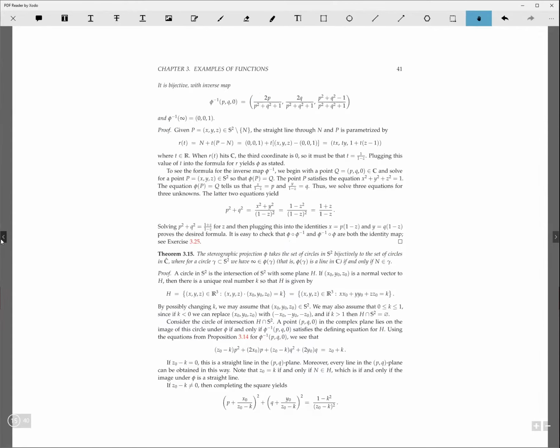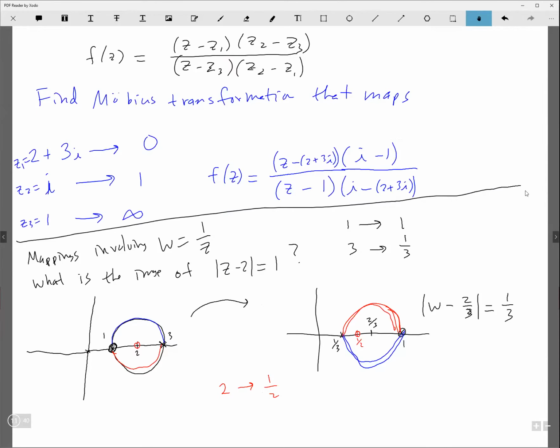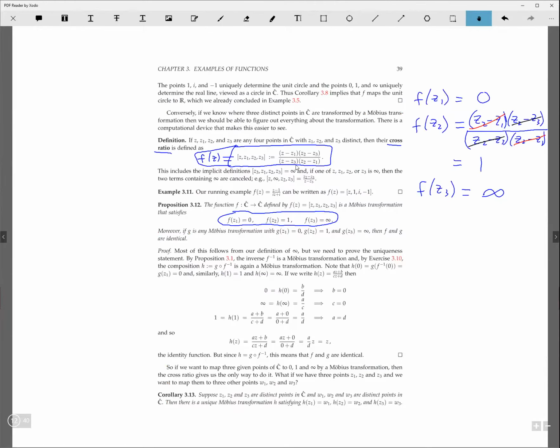And over here, this cross ratio right here maps z1 to 0, z2 to 1, and z3 to infinity. Okay, so you can write down what this cross ratio is, this one right here. I'm just copying down the cross ratio. So Z1 is I, Z2 is 1, and Z3 is 3.